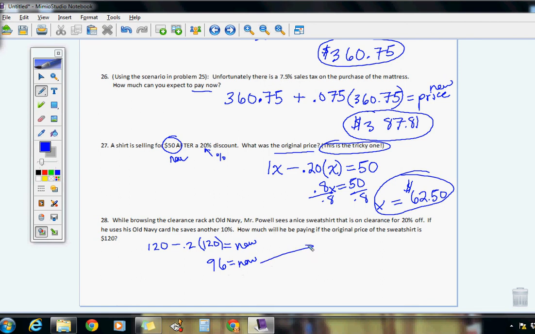But then wait, second sale. Now I use my card and I get 10% off from the 96. Not from the 120, but from the 96. So now I do 96 minus 0.1 times 96. And that's obviously equal to my new price. That's going to come out to $86.40 when I do that. Okay? So just be careful on those progression of sales.